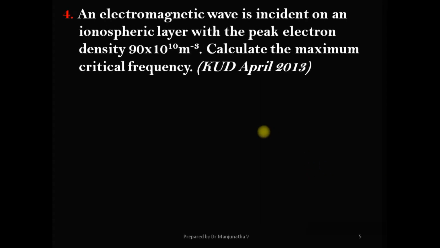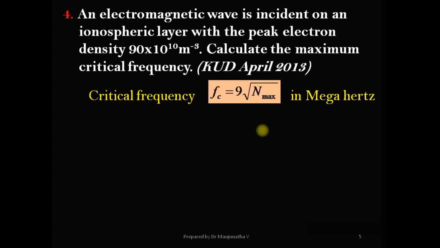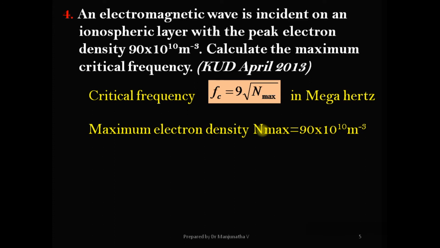Now let's see the problem number 4. An electromagnetic wave is incident on an ionospheric layer with the peak electron density 90 into 10 to the 10 per meter cube. Calculate the maximum critical frequency. We know the critical frequency formula Fc is equal to 9 root n max. Now the maximum electron density n max is equal to 90 into 10 to the 10 per meter cube.